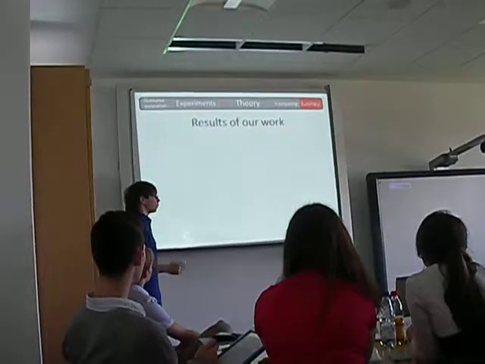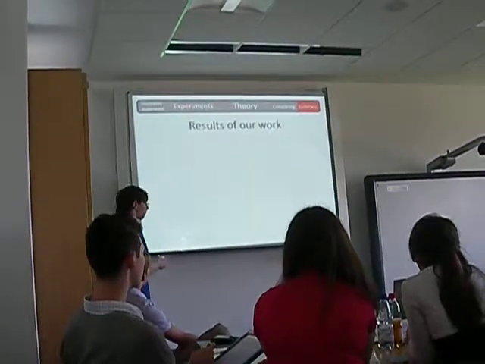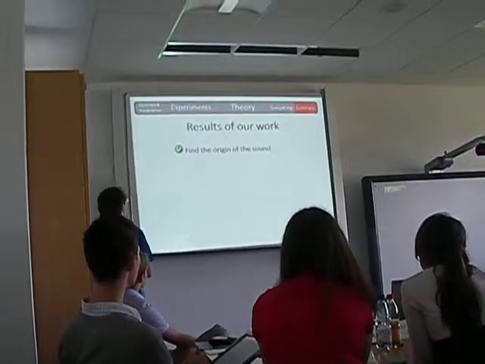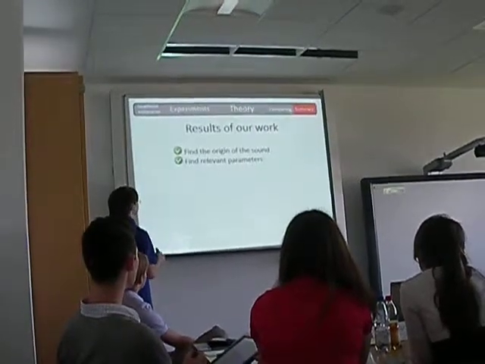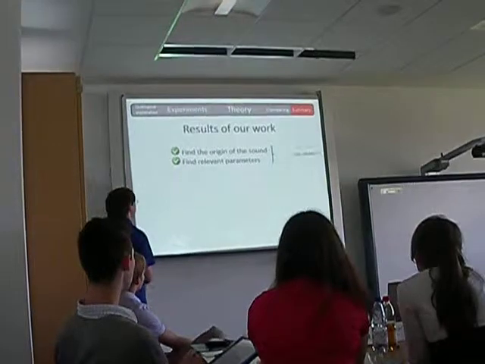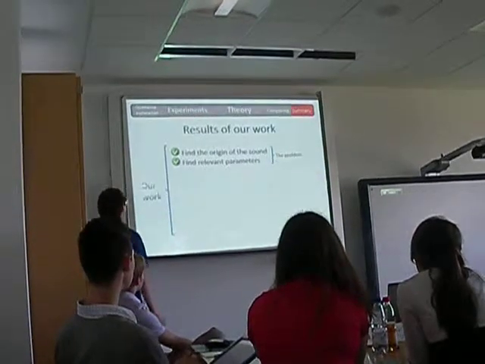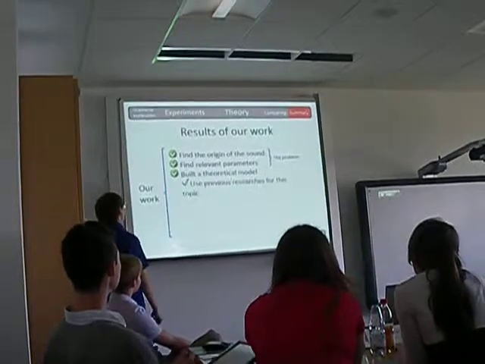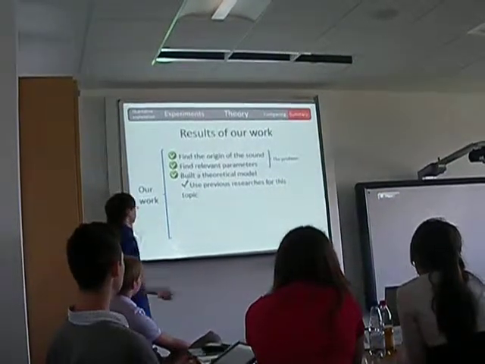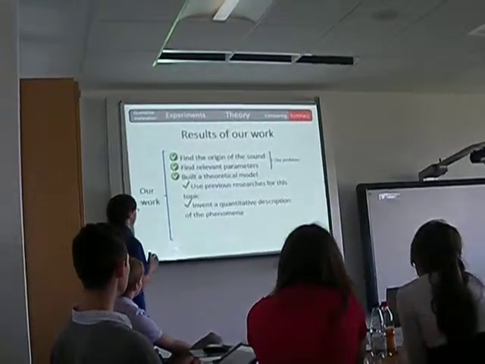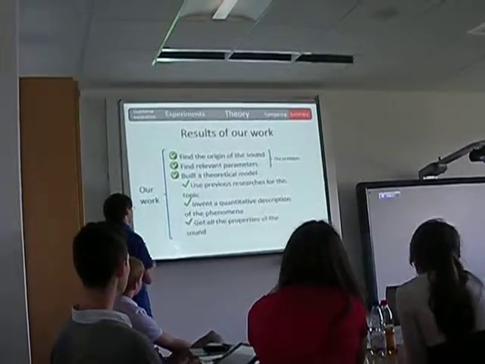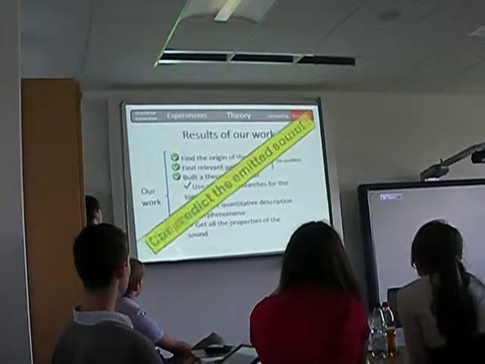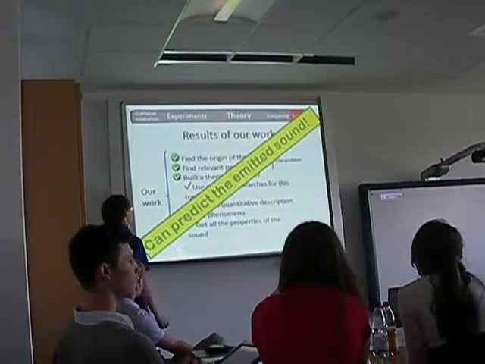Now, let's sum up our work. What have we done? We've found the origin of the sound, and also we've found the relevant parameters. This was the condition of the problem. But we've actually done something else. And this something else is building a theoretical model in which we've included the previous research on this topic. We've invented a quantitative description of the phenomenon, and finally we've got all the properties of the sound. And that means that now we can predict the emitted sound.